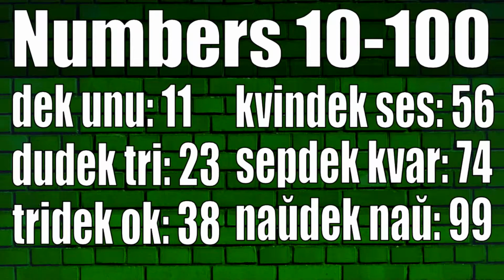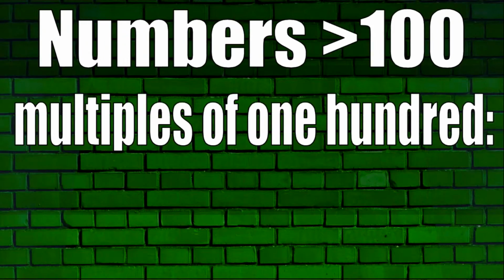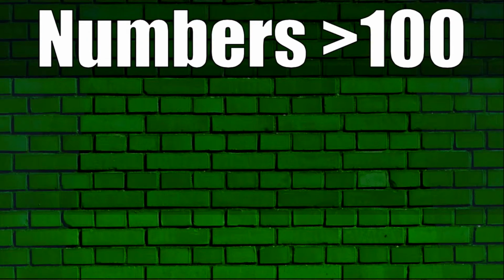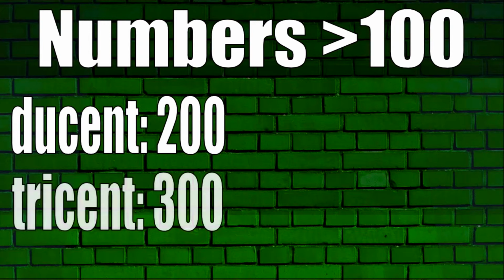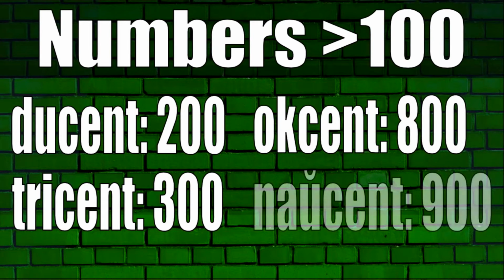And the word for 100 is cent. Multiples of 100 work just like multiples of 10 in Esperanto. You say the number 2 through 9, the number of hundreds, plus cent, with no space in between. Some examples are ducent, 200, tricent, 300, all the way up to okcent, 800, and naucent, 900.